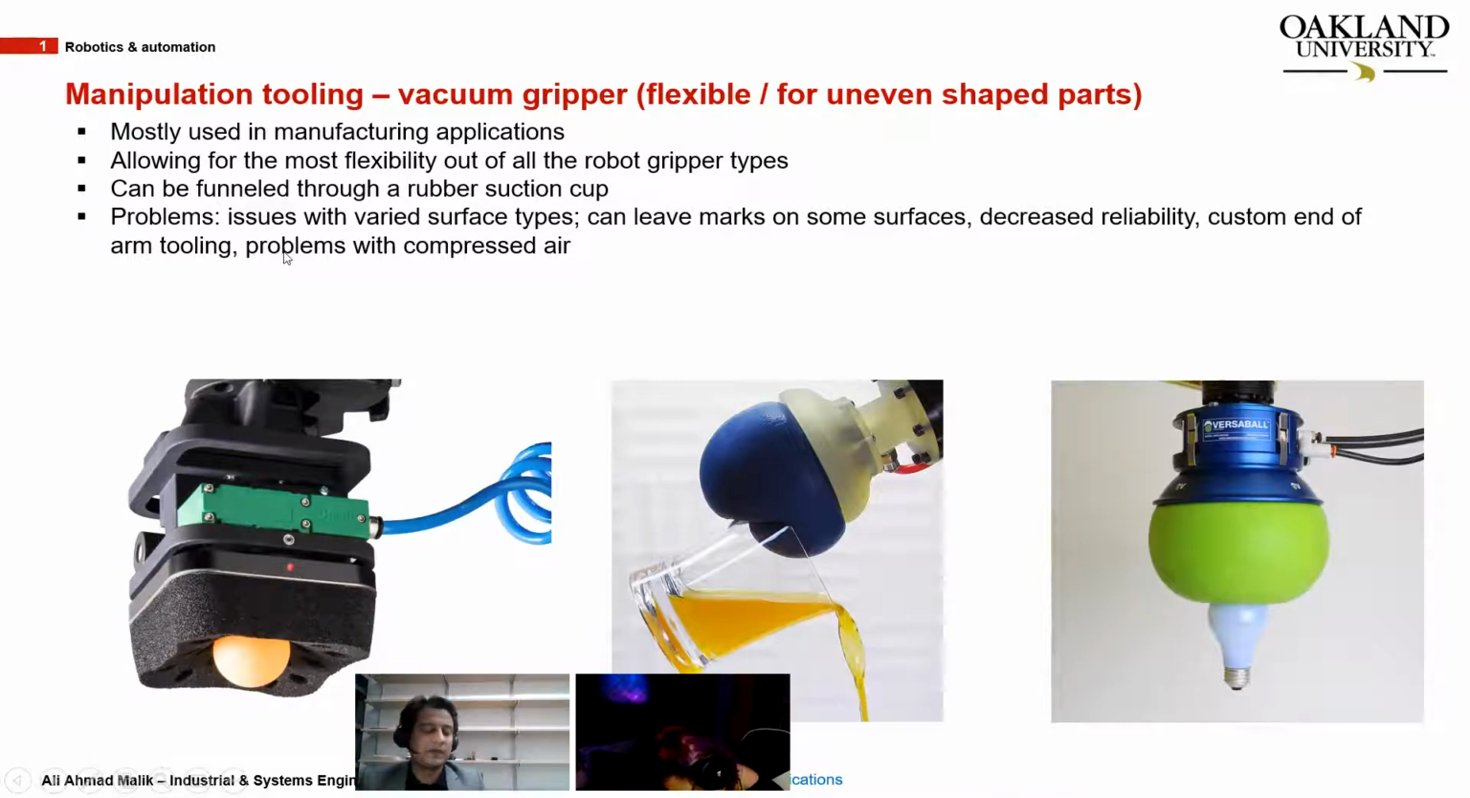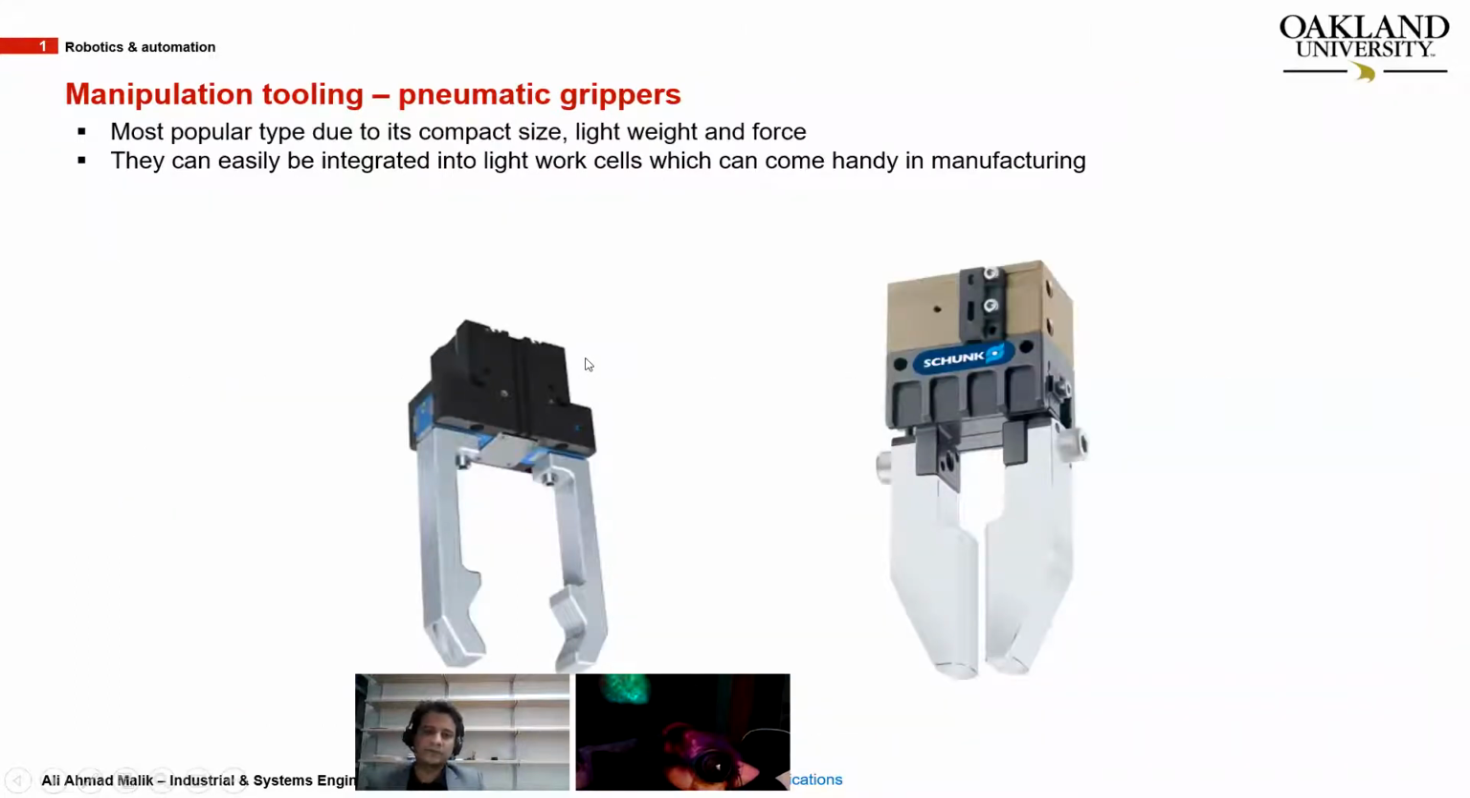Problems with compressed air. If you are using compressed air, you have to use some safety standards, because compressed air can be dangerous. So you have to comply with many safety related things if you're using compressed air near humans at a production floor. But this is one type of gripper that is being used in manufacturing applications.